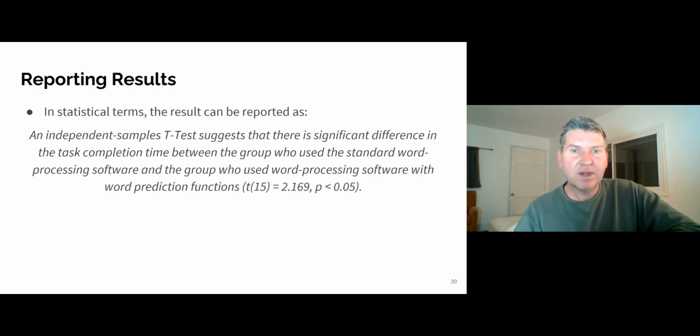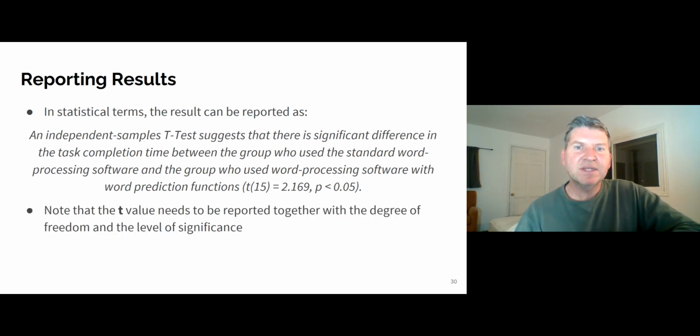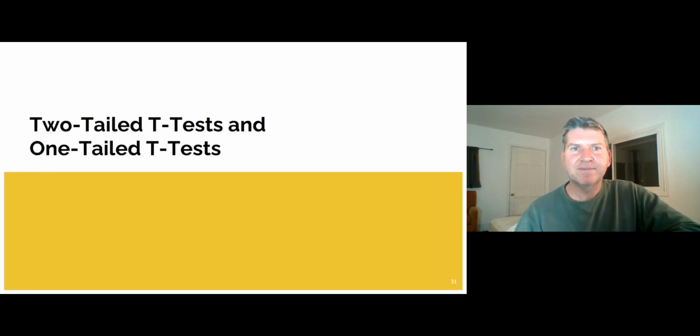And notice how we report it. So we put a lowercase t, we put the degrees of freedom in parentheses, and then we put equals and the t statistic or the t value we got, and then the p value we tested against. So the p is less than 0.05 indicates that we were testing at the 95% level of confidence. So notice the t value and the degrees of freedom and the level of significance all need to be reported.